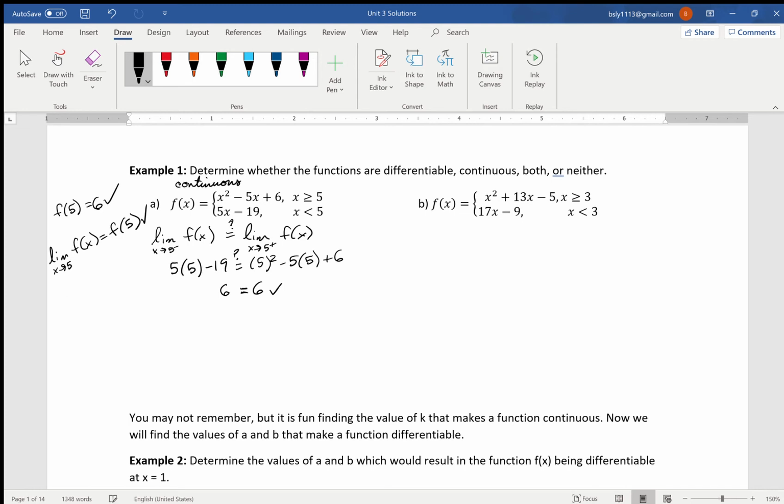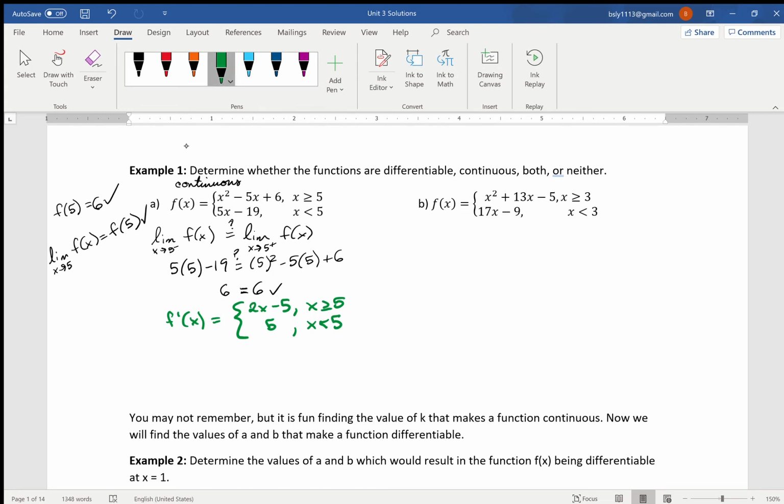Now we need to determine if the function is differentiable. In order to determine that, we need to take the derivative. So we're going to take the derivative of f of x, so let's say f prime of x. The way that we're going to do this is by taking the derivative of each piece of the function. So the derivative of x squared minus 5x plus 6 is 2x minus 5, and that's where x is greater than or equal to 5. Nothing changes with the domain for that part of the problem. And then for 5x minus 19, the derivative of that is just 5, for x less than 5.